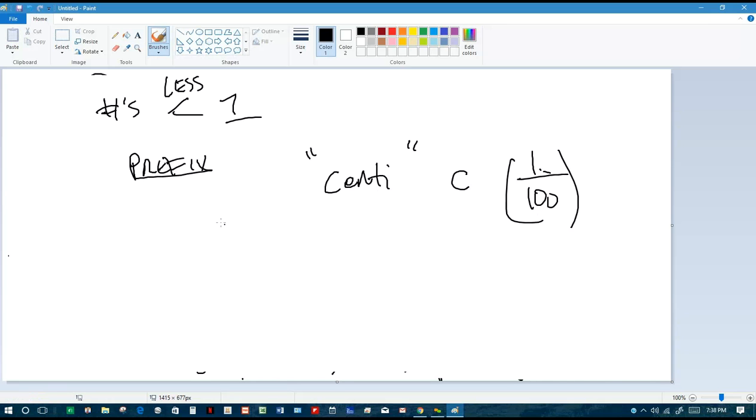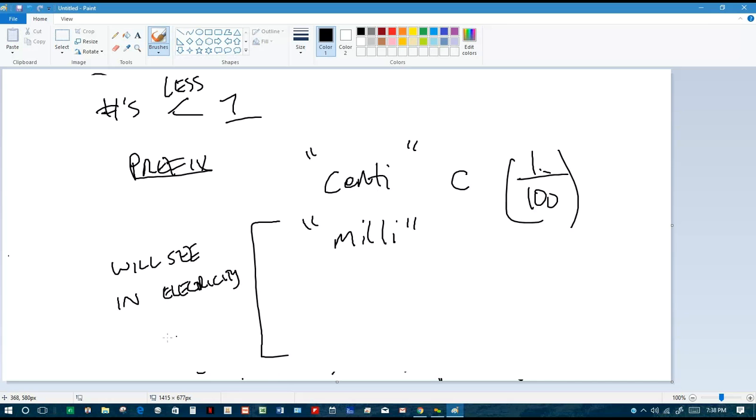So the next one is milli. You will see these in electricity units. Milli is little lowercase m, not capital M, because that's mega. Remember? And that's 1/1000th of something, which is really 10 to the minus third, right? And then 1/100 is 10 to the minus 2.